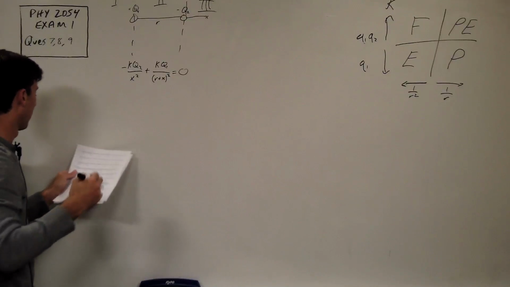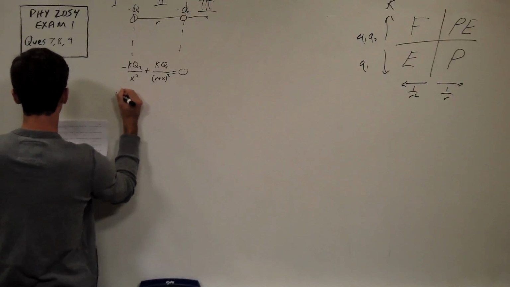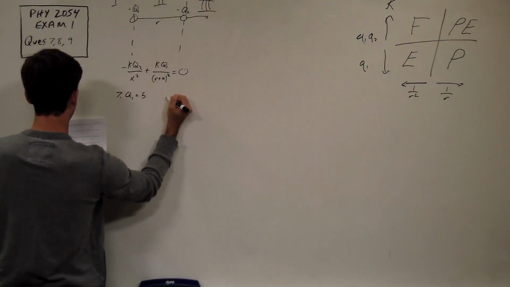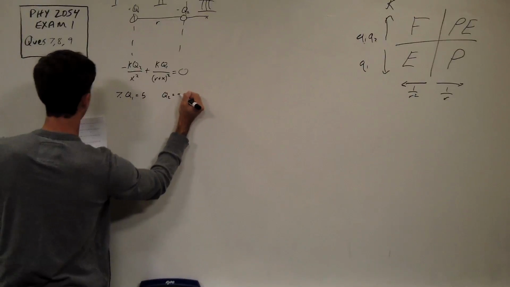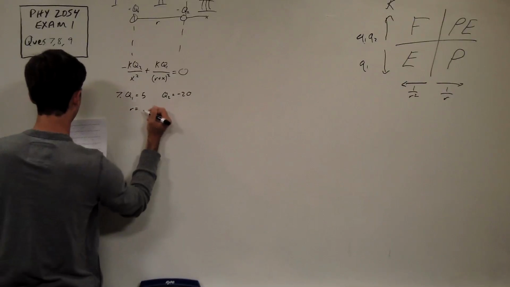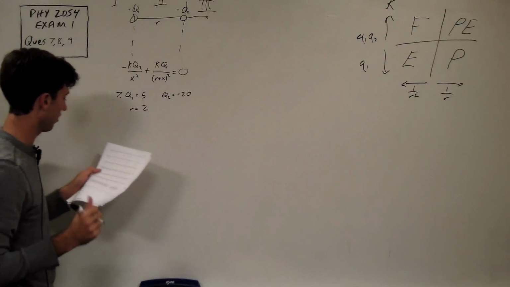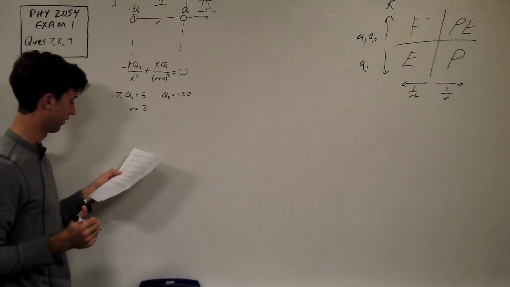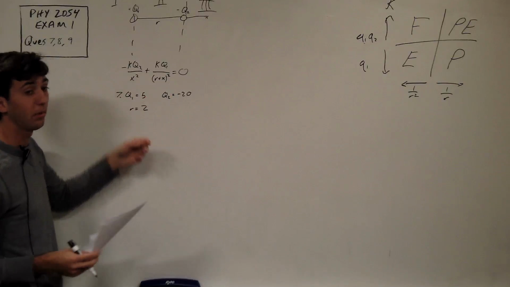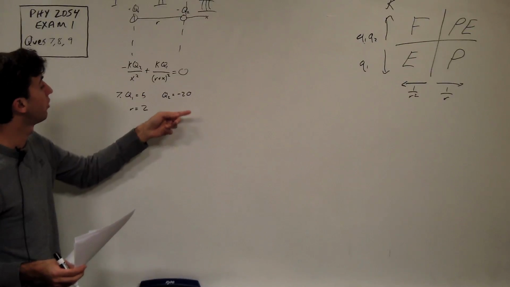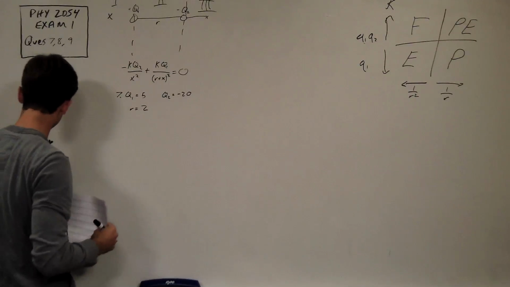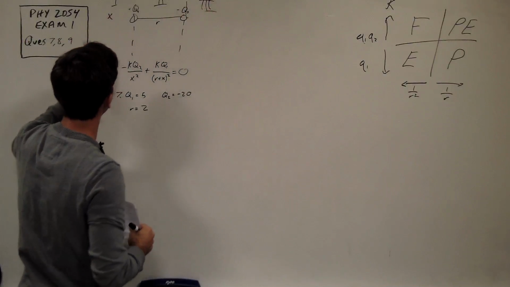So let's start. Problem 7 says that Q1 equals 5 and Q2 equals minus 20 and R equals 2. Great. To start out with, you can see that the magnitude of Q1, 5, is less than the magnitude of Q2, 20. So it's going to be somewhere in region 1. I'll put the x there and erase that one to avoid confusion.